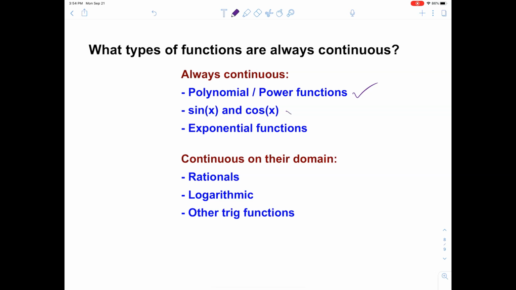Trig functions, sine and cosine, those are just waves. They don't have any holes or gaps anywhere, so that's no problem. Exponential functions, again, no holes or gaps or anything like that.